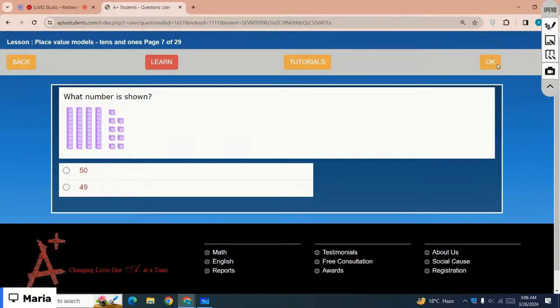What number is shown? Which is the correct option? You have 9 ones and 4 tens. Option 2 is the correct option. Yes, 49 it is. Okay, you can complete the lesson by yourself later today. Let me move on to the next lesson.